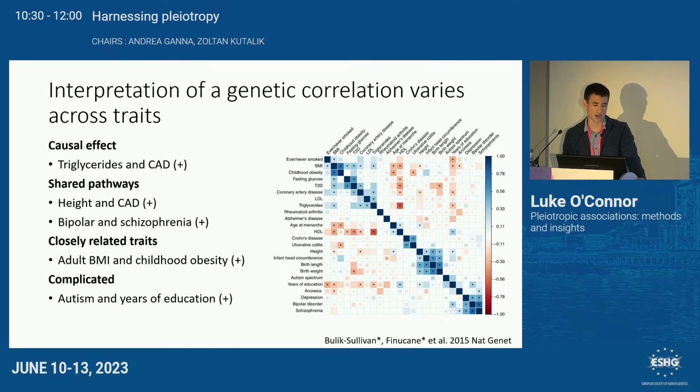So adult BMI and childhood obesity are an example of a pair of traits that are just so obviously related to each other that you should just call it something different. And then some cases are kind of complicated.